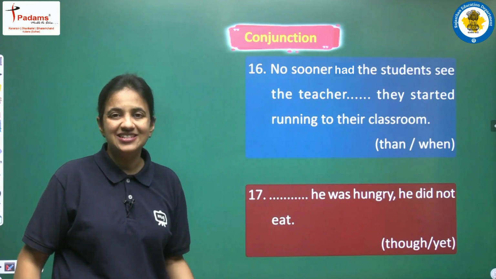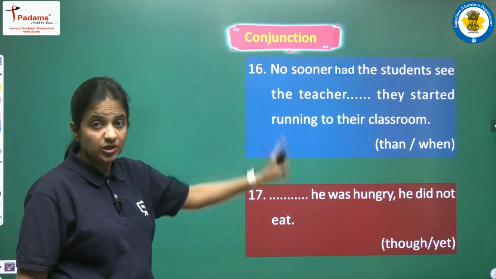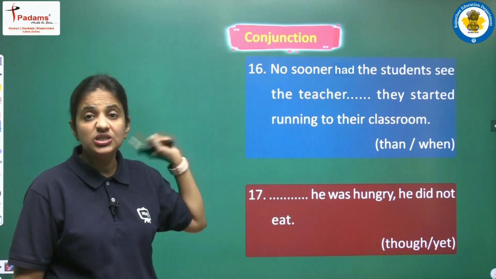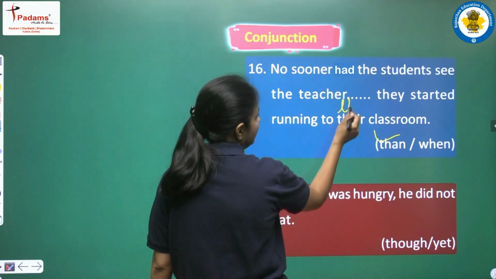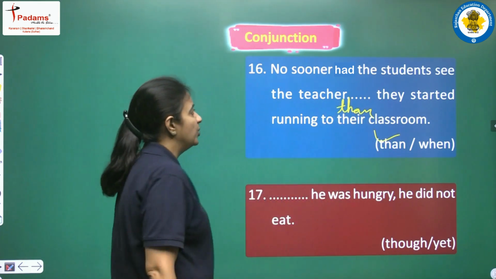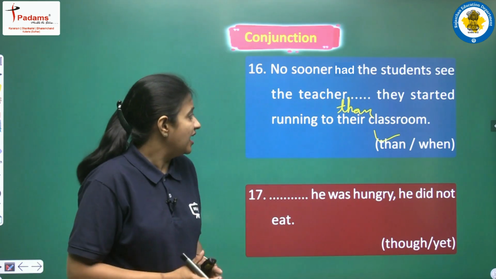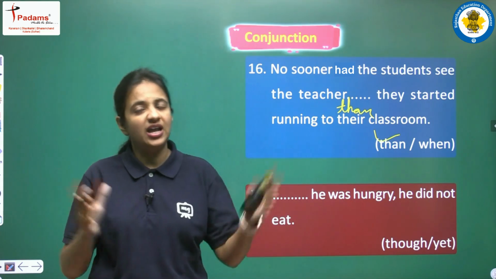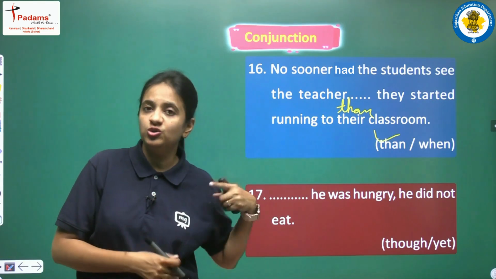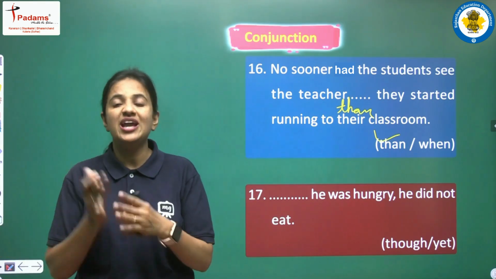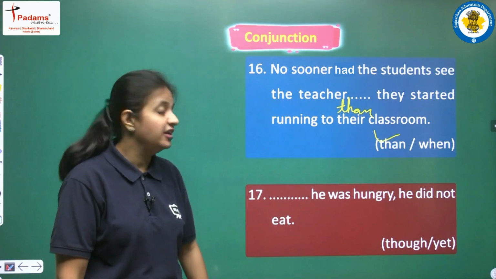So we have discussed this thing earlier, that this is a particular structure when we are having no sooner. So with no sooner we have to use then. From the given options we will choose then, and the complete sentence will be, no sooner had the students seen the teacher, then they started running to their classroom. It is a very particular structure. Just learn the structure, that with no sooner we have to use then, with hardly had we have to use when.